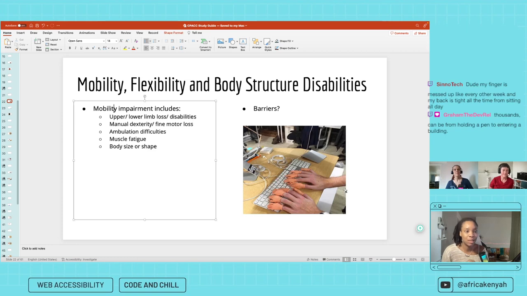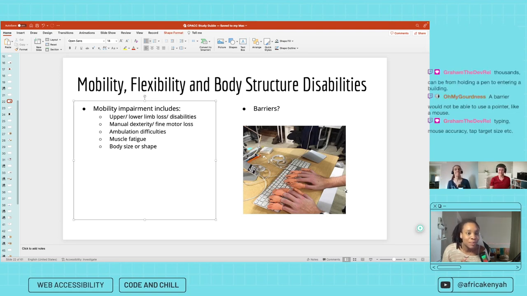All right, so Graham said thousands can be from holding a pen to entering a building. So Graham, what do you think they would have trouble with as far as using technology goes? What would be something that they may have to use assistive technology to complete? Cinotech said, dude, my finger is messed up every other week and my back is tight all the time from sitting all day. Oh. All right, Oh My Goodness said a barrier would be not being able to use a pointer like a mouse. Yes. Keyboard-only users make up a lot of the web. Graham said typing, mouse accuracy, tap target size. Yes, Graham.